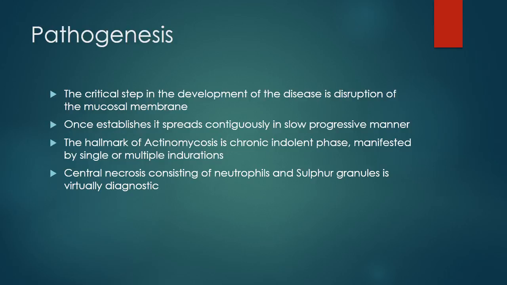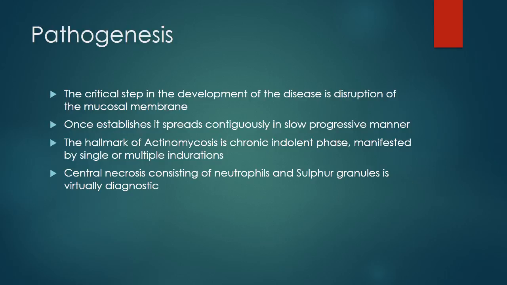So as these bacteria are commensals in the mouth, whenever there is a disruption of the mucosal membrane, the bacteria start to grow inside the tissue. The hallmark of actinomycosis is a chronic indolent phase, manifested by single or multiple indurations. So whenever there is a mucosal disruption, actinomycosis takes place and it causes indurations, which may occur as single or multiple lesions. When we examine these indurations, we find central necrosis consisting of neutrophils, and sulfur granules are virtually diagnostic.